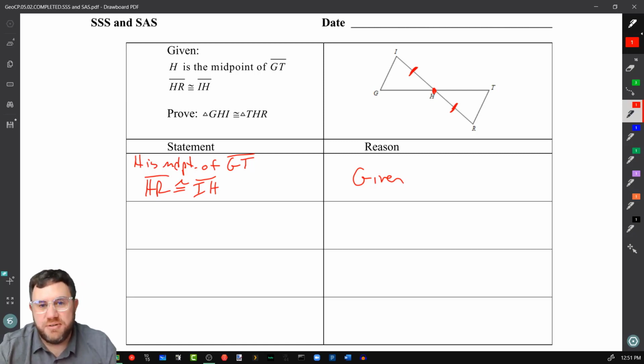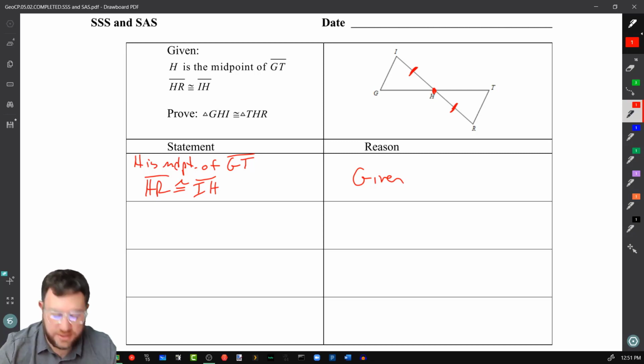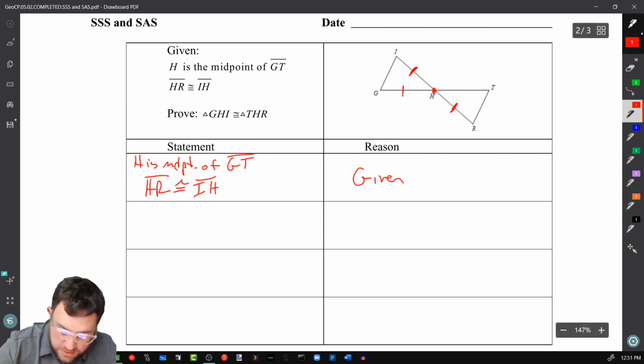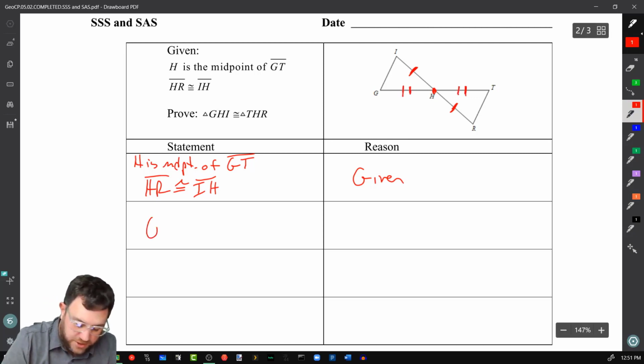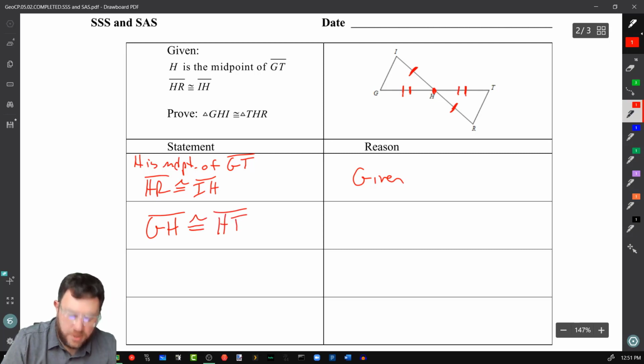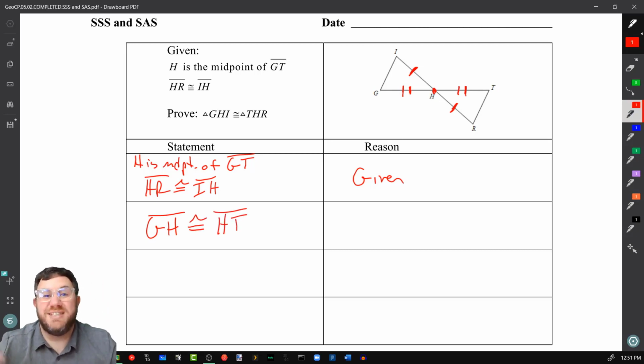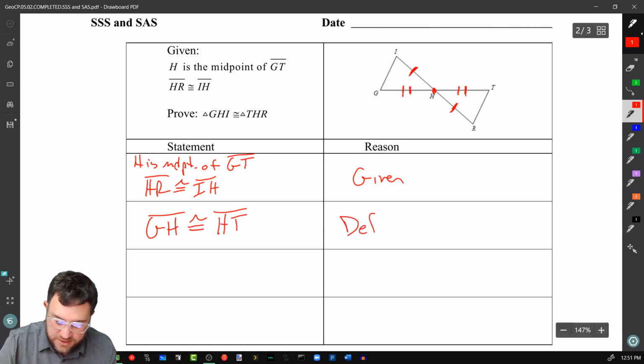Well, midpoint, remember, is a point that splits a line segment into two congruent line segments, which means GH and HT have to be congruent to each other, because that's what a midpoint does. That's its definition. So our reason is definition of midpoint.